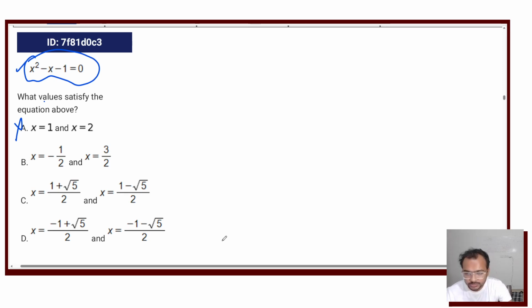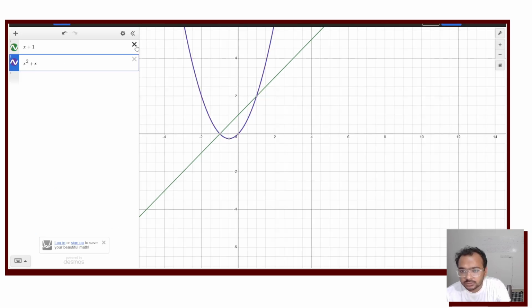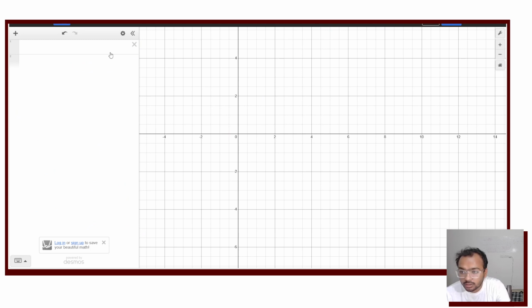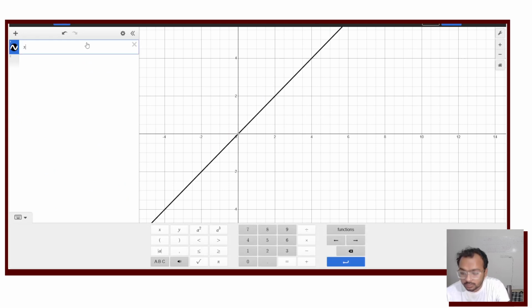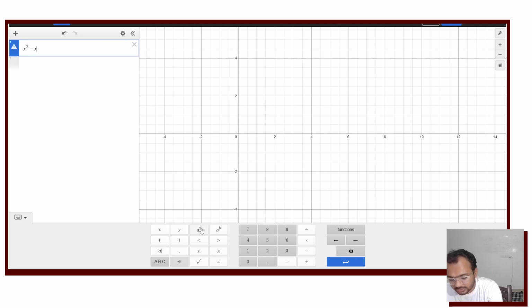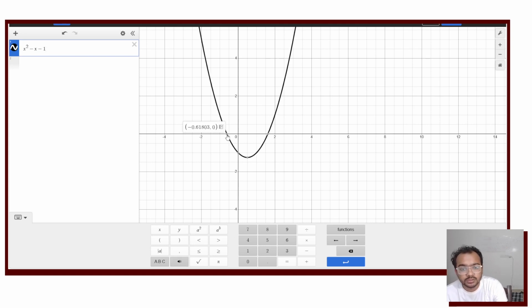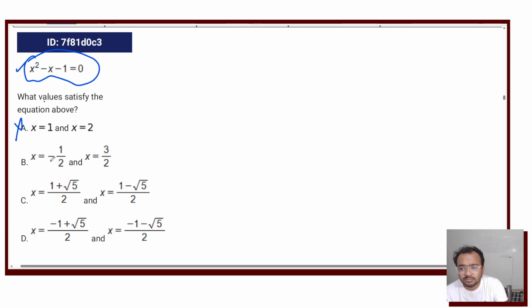So let's try using Desmos for this. So you have x square minus x minus 1. So let's plot it on Desmos. So x square minus x minus 1. This is what we're getting. One of the roots is negative 0.6, another root is 1.6. So we can see that it cannot be B, because negative half is negative 0.5 and 3 by 2 is 1.5. So even B can be eliminated. We are left with C or D.